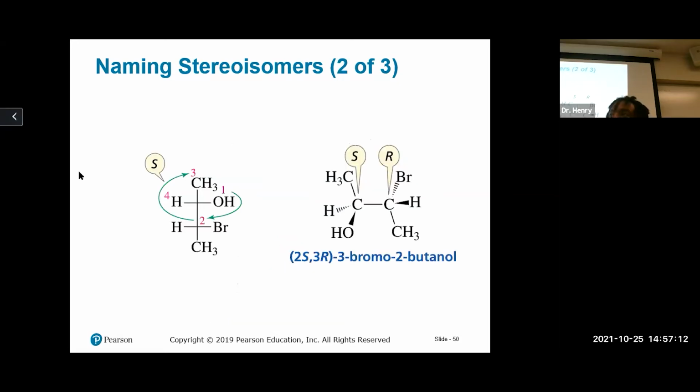Here's another example. We have 1, 2, 3. This is the one where we have 1 in the vertical. So this one is S, going clockwise. It would be S because we have the hydrogen, the lowest priority, in the horizontal plane. So here this one is S, this one is R. So 2S, 3R.